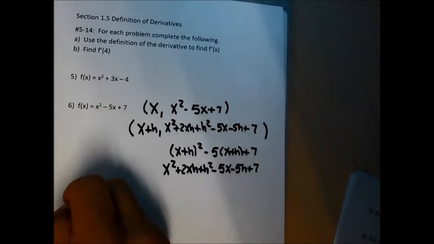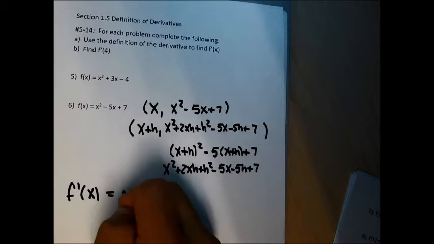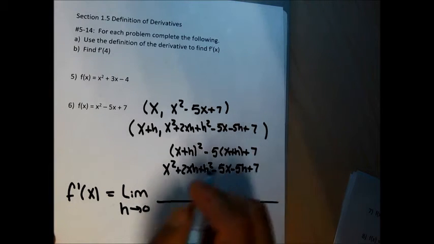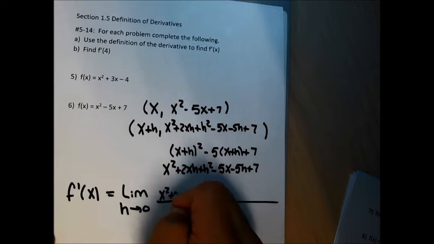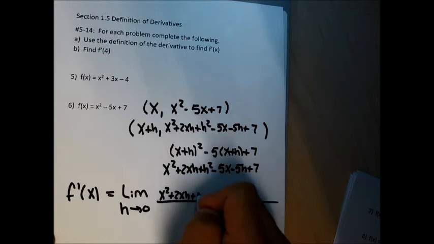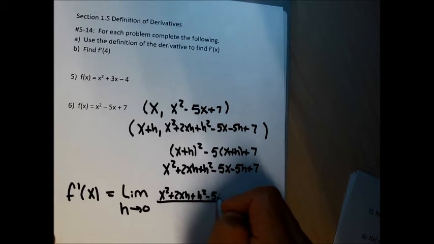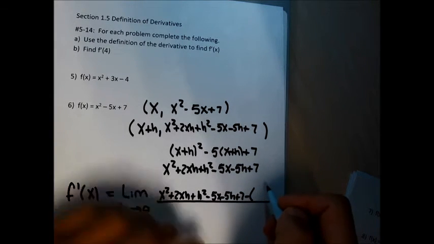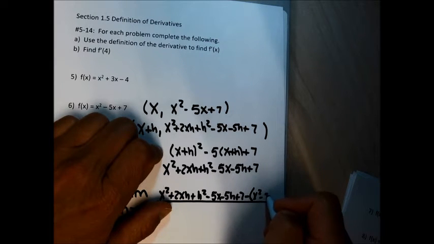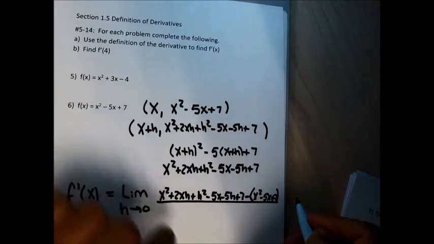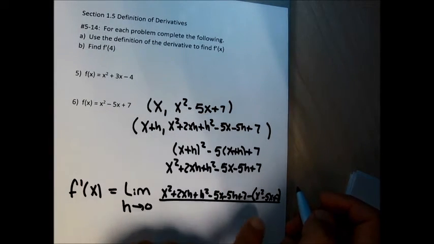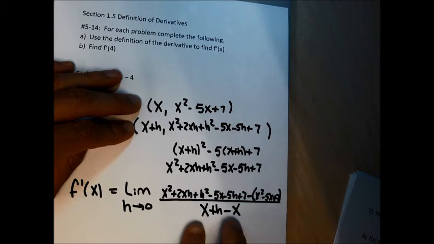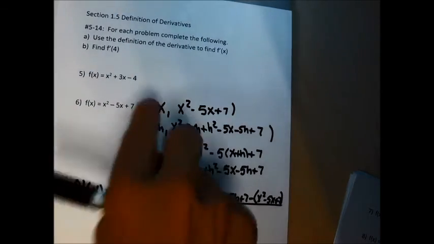The derivative is a formula for instantaneous rate of change, and it's just the limit as h goes to 0 of y2, which is this long mess, x squared plus 2xh plus h squared minus 5x minus 5h plus 7, minus y1, which is x squared minus 5x plus 7, inside of parentheses, all over x2 minus x1, which is x plus h minus x. Usually we don't even do this. We just write an h down there because I can subtract those easily enough.